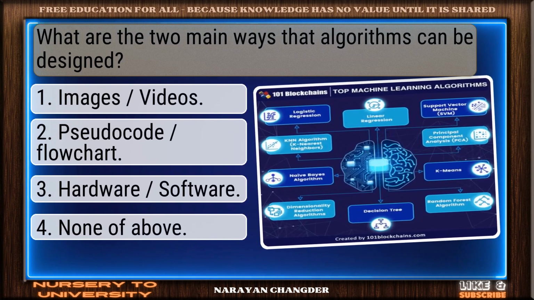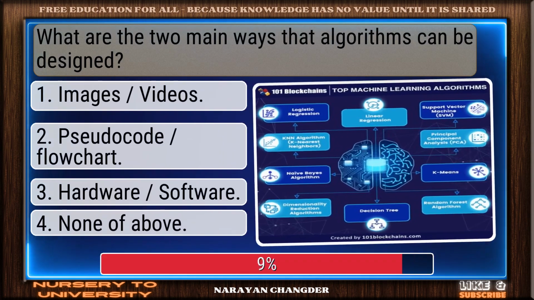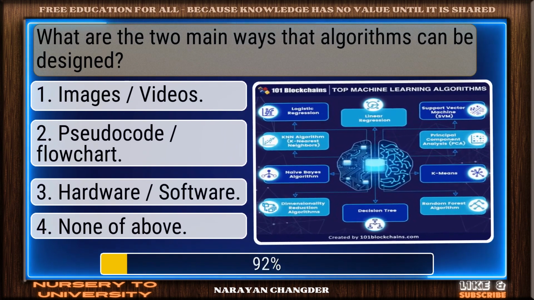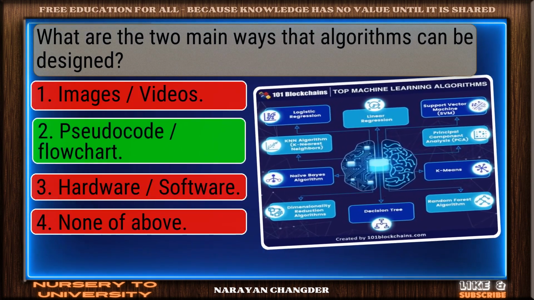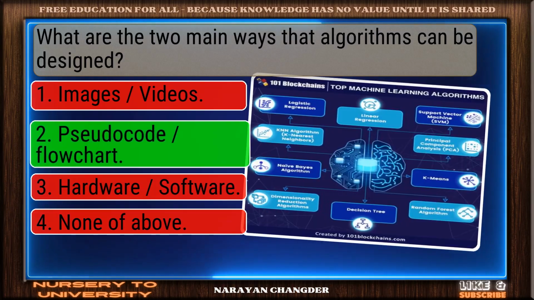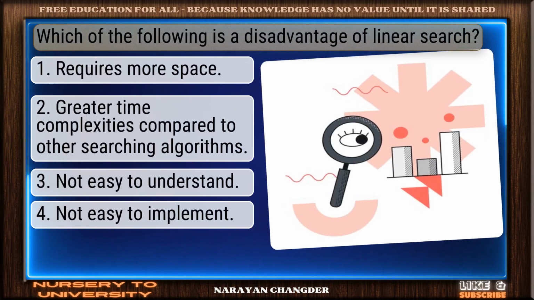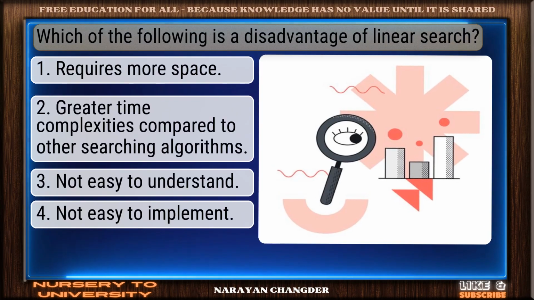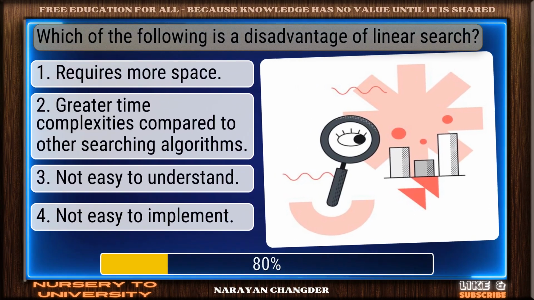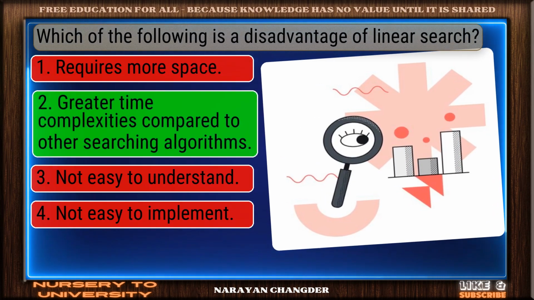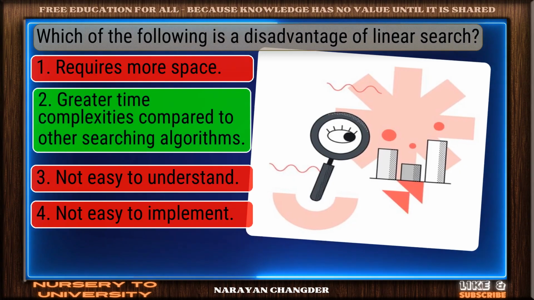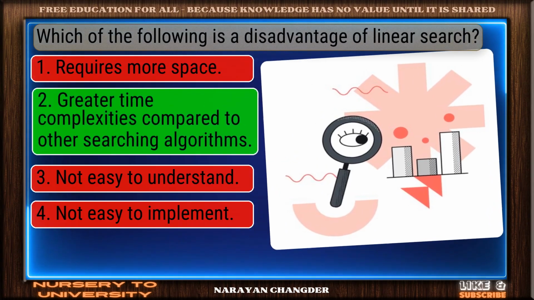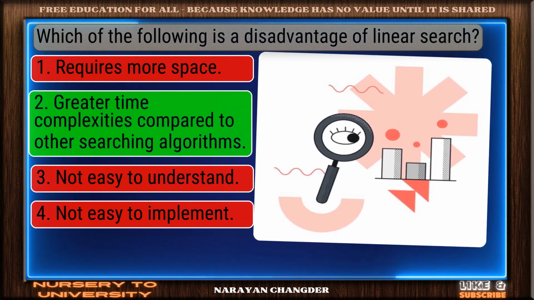What are the two main ways that algorithms can be designed? You're right. Pseudocode, flowchart is the correct answer. Which of the following is a disadvantage of linear search? Bravo! Greater time complexities compared to other searching algorithms is the answer.